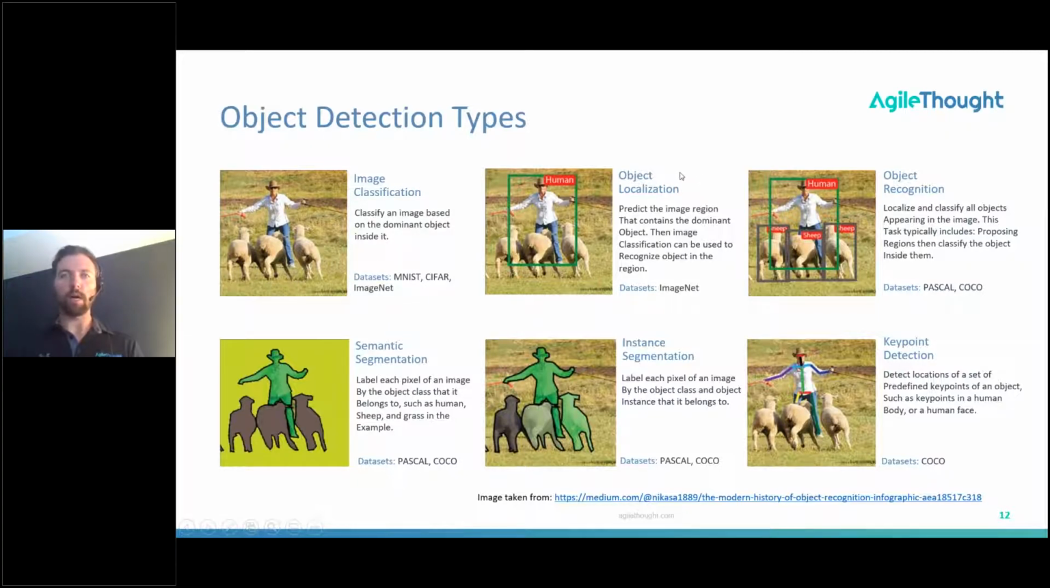Then you go into object localization, which really finds a bounding box about the object you're interested in. Then the object recognition goes a step further, finds an object and classifies multiple objects within an image. So for example, here we've located and classified the object, both a human and sheep.